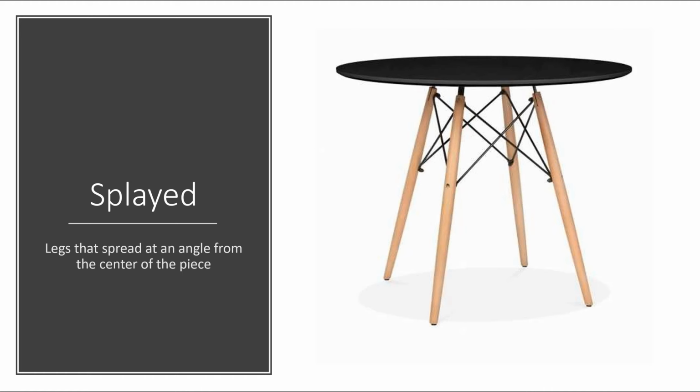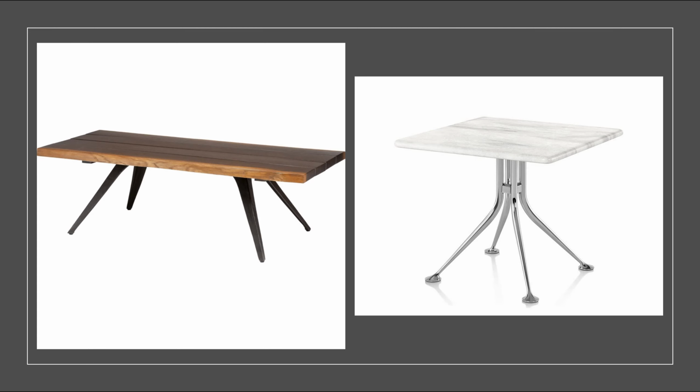Okay, and then we have splayed, also a popular look right now because Scandinavian furniture and modern furniture is in. This is a splayed leg look, and it is pretty popular. Splayed means they are spread at an angle from the center of the piece. It's a popular end table right there. Here we have some splayed legs on some dining tables or an end table. I can't tell how big that white table actually is. But they have a center point and they splay outwards.